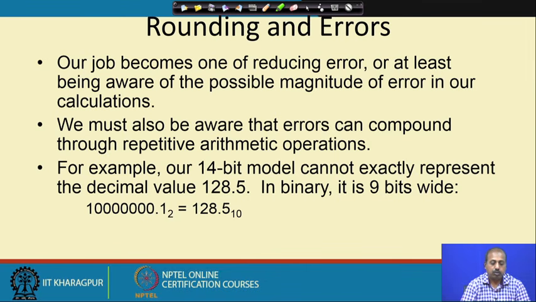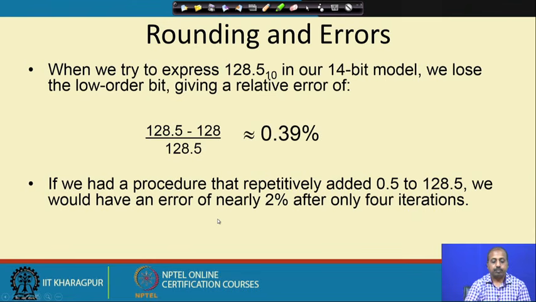In our 14 bit model, we cannot exactly represent the value 128.5. In binary it is 9 bits wide. In floating point representation, I have to represent it as 0.1 something and then 2 to the power some value, but that will not be possible to represent in 14 bits.